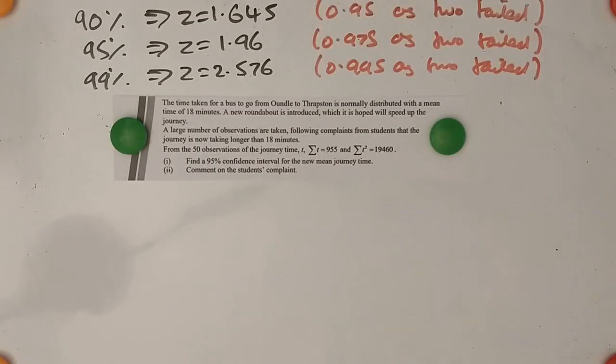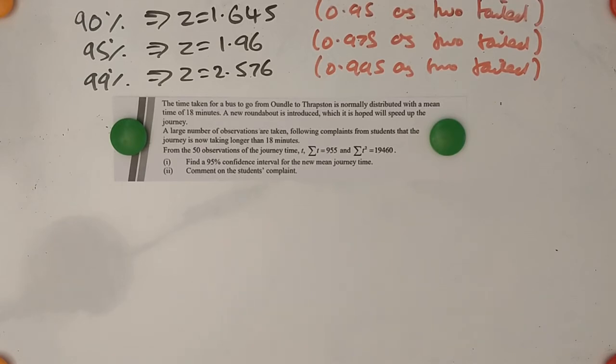So let's go back to that bus example. The time taken for a bus to go from Oundle to Frapston is normally distributed with a mean time of 18 minutes. A new roundabout is introduced, hoped to speed up the journey. A large number of observations are taken, following complaints from students that the journey is now taking longer than 18 minutes. From 50 observations of the journey time, sum of t equals 955 and sum of t squared equals 19460. Find a 95% confidence interval for the new mean journey time.